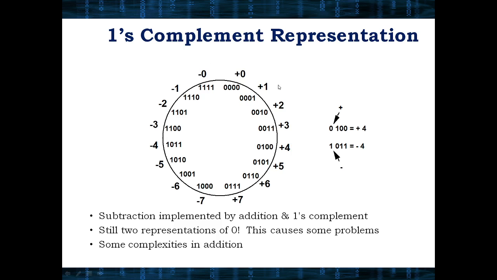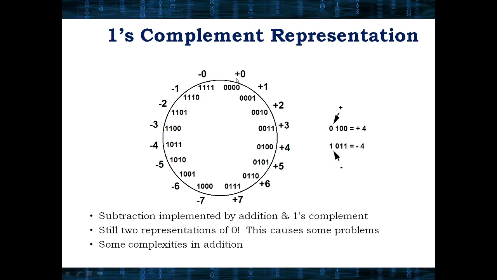Next we will see the ones complement representation. In ones complement, first we take the positive number for the given number, and then we complement each bit in it. So plus 4 is given, that is 0 1 0 0. We need to complement each bit in this binary number. So 0 becomes 1, 0 becomes 1, then 1 becomes 0, 0 becomes 1. So that becomes minus 4.